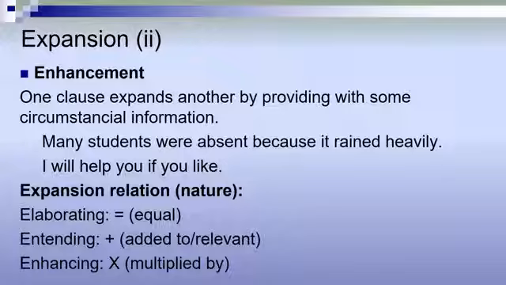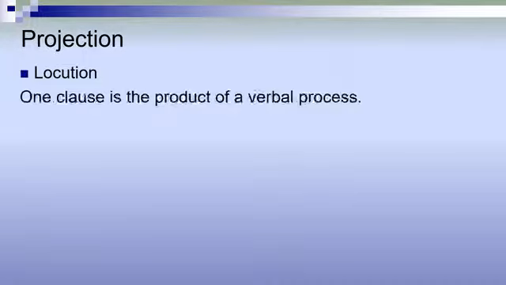Now, with the discussions of the two types of dimension of cross relation, we can come to the second type of logico-semantic relation, namely projection. We have locution. In a locution relation, one clause is the product of a verbal process.